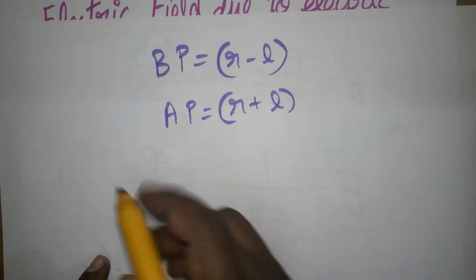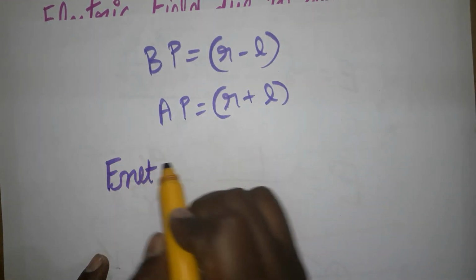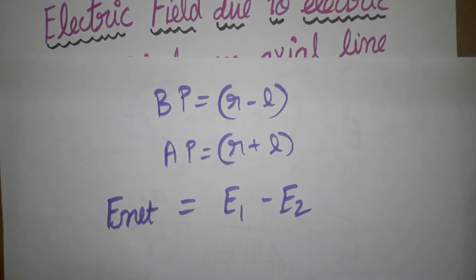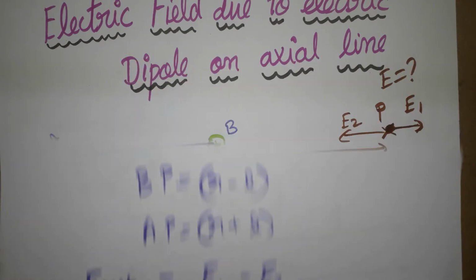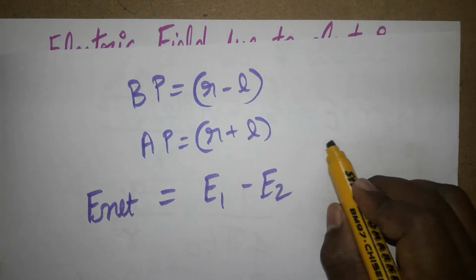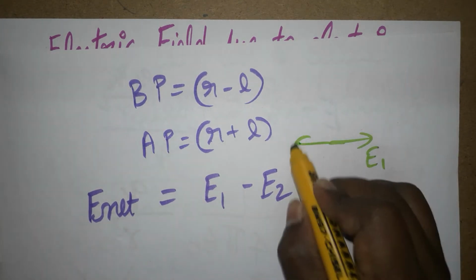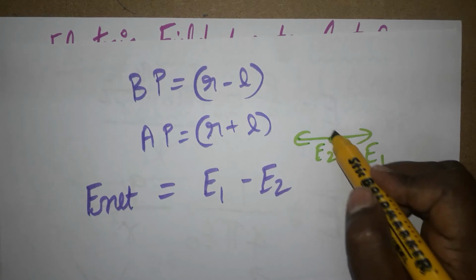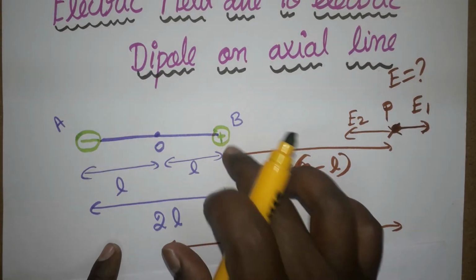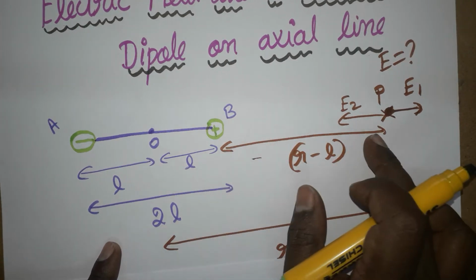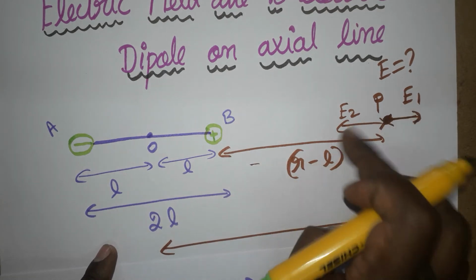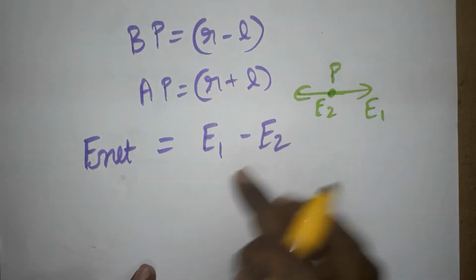Now the net electric field is E1 minus E2. Why E1 minus E2? Because both are in opposite directions. E1 will be this side, E2 will be this side. E1 is produced due to the positive charge, which is closer to point P. That is the reason it is E1 minus E2: the magnitude of E1 is greater than E2.